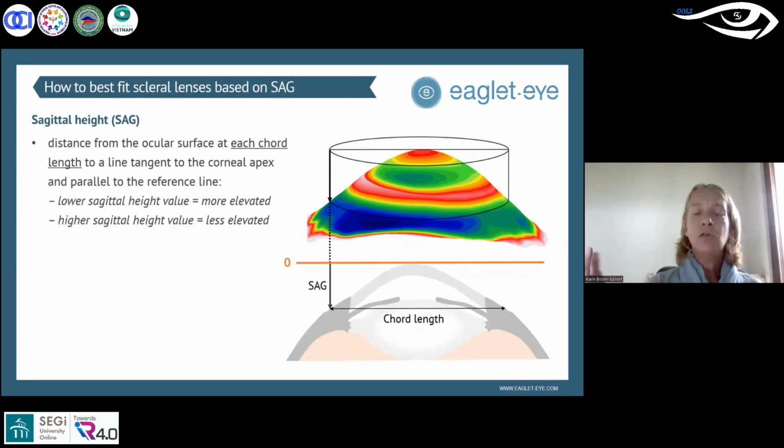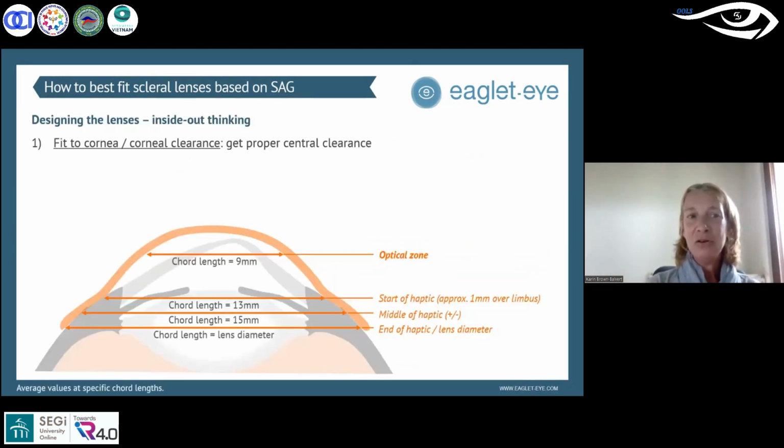So think of it as designing the lens inside out. So first, of course, you're looking at the cornea. So fit the cornea, corneal clearance, and get proper central clearance. So we're looking at that sort of a chord length of 9 millimeters. It gives us that vault. It gives us the space that we need underneath that contact lens.